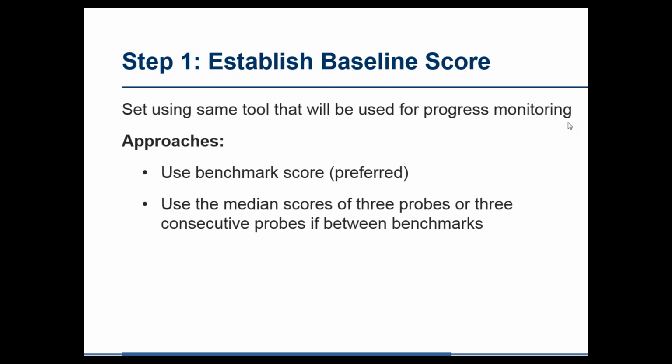The first is to use the student's benchmark score from the universal screening. For the baseline to be valid, it is recommended that progress monitoring begin within 2 weeks of the collection of the benchmark score. The second approach is to administer 3 probes and select the median or select the average of 3 consecutive probes collected over multiple days.